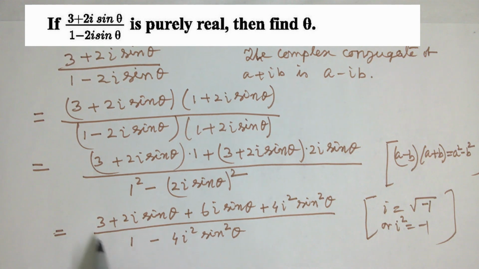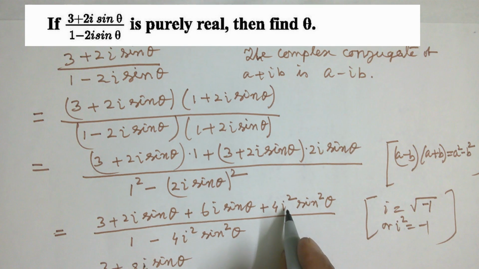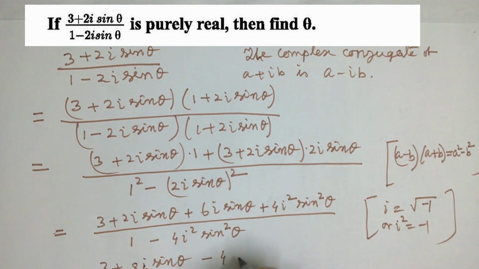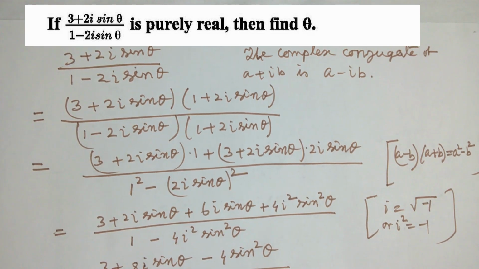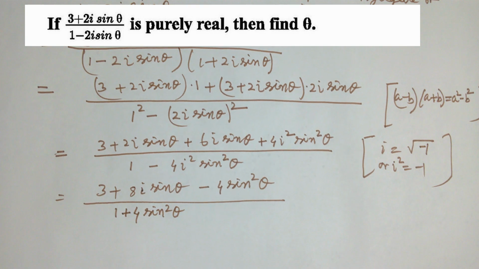So this will be 3, and 2i sin theta plus 6i sin theta is equal to 8i sin theta. This will be, with i square as minus 1, minus 4 sin square theta. What will be the denominator? 1, replace i square by minus 1, minus and minus plus 4 sin square theta. Now reduce this or write this in terms of a plus ib form.